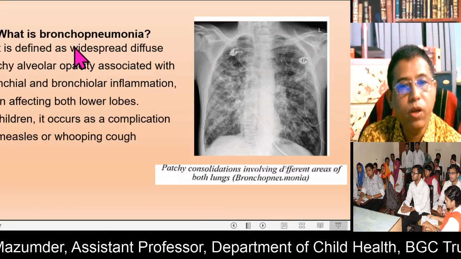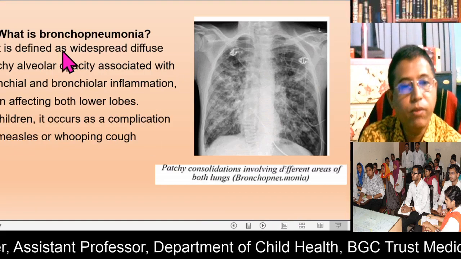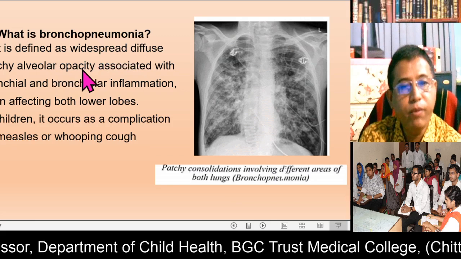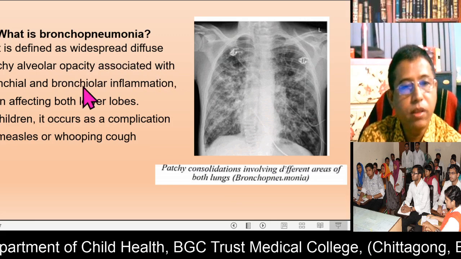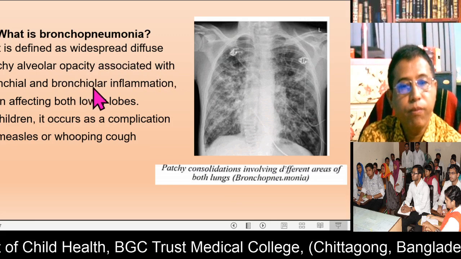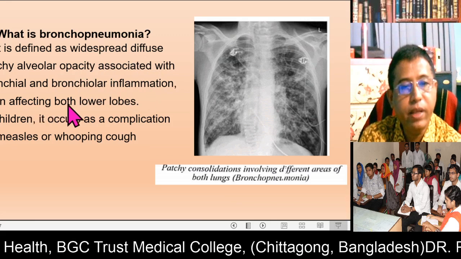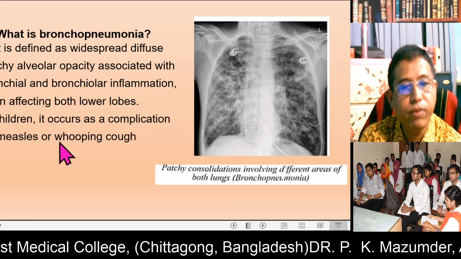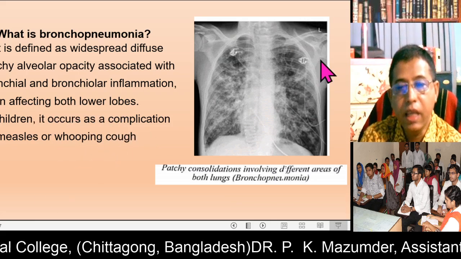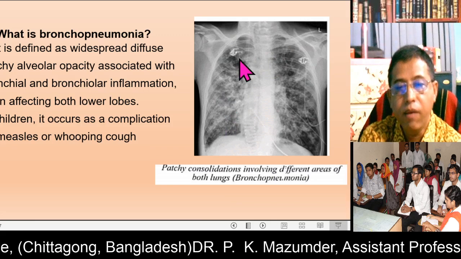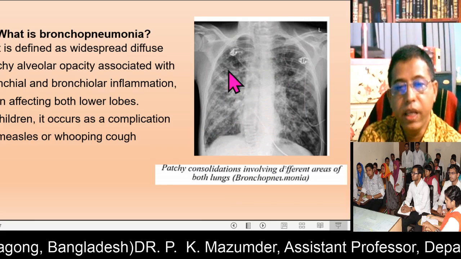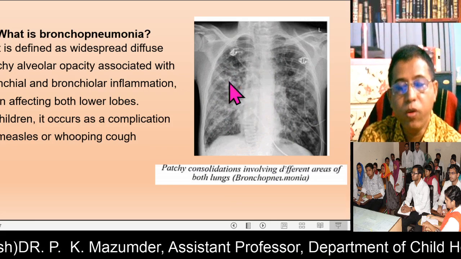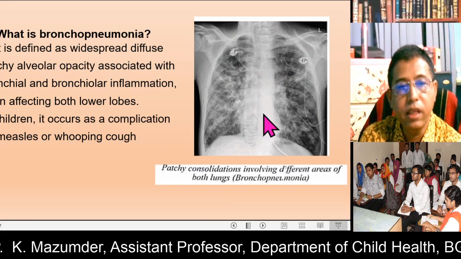Now what is bronchopneumonia? It is defined as widespread diffuse patchy alveolar opacity associated with bronchial and bronchiolar inflammation, often affecting both lower lobes. In children, it occurs as a complication of measles or whooping cough. So on X-ray chest of bronchopneumonia, bilateral patchy opacity or air bronchogram indicates the patient is suffering from bronchopneumonia, which is very common in children.